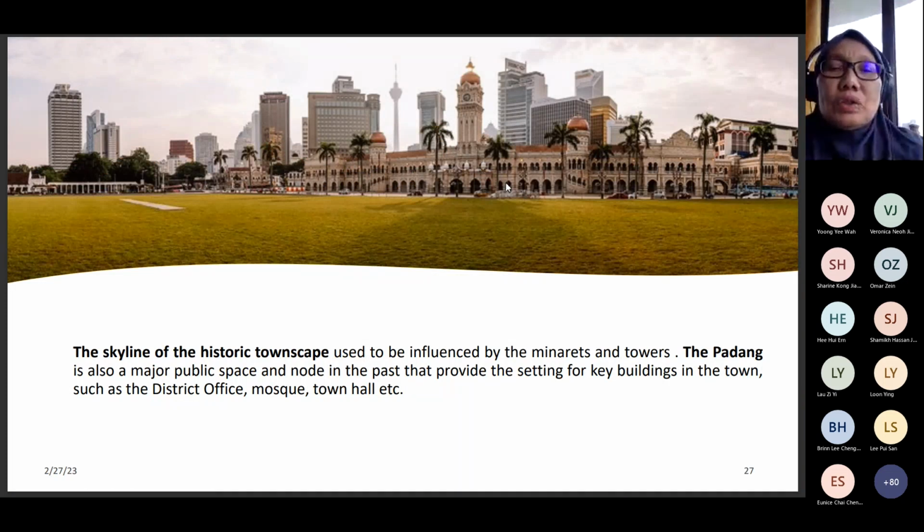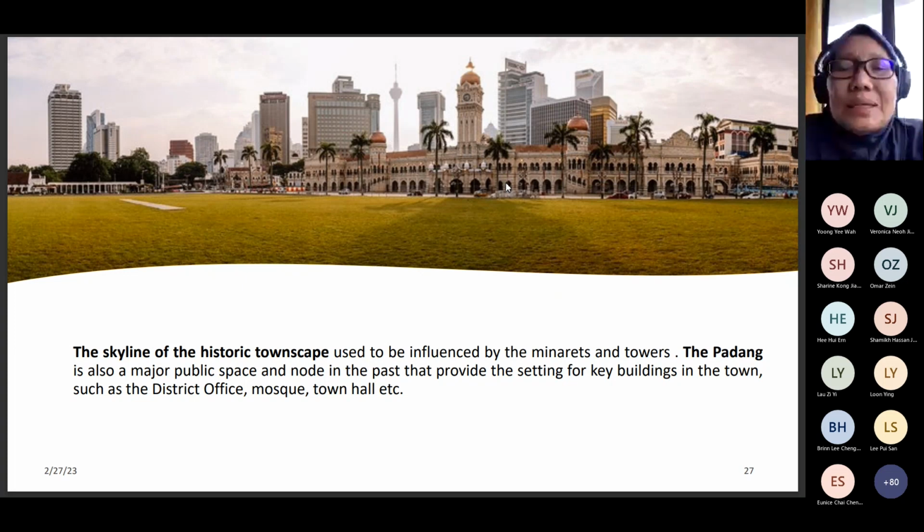So the skyline of historic townscape in the past is usually influenced by the minarets and towers. I mean, like in Europe, it's influenced by the spires, the church spires and so forth. The most unique skyline in Europe, to me, is Florence, where the Duomo, the dome, becomes the thing that creates the sense of unity to Florence, and all the spires of the churches create some kind of pattern to the skyline.